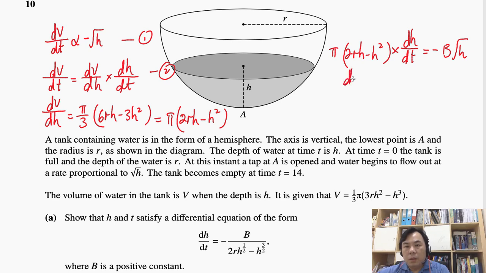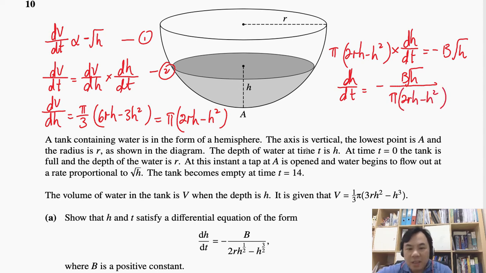From here, we can conclude the rate of decrease of the height is given by negative b h divided by pi (2rh minus h squared). And then there you have it. You can simplify this. That will be equal to negative b over pi 2r, and if you divide by this, that is h to the power of one half, and then there is h to the power of 3 over 2. I hope that is clear here. 2rh, yep, correct.